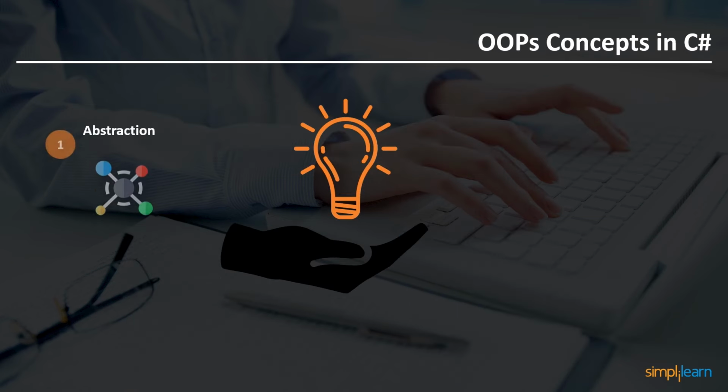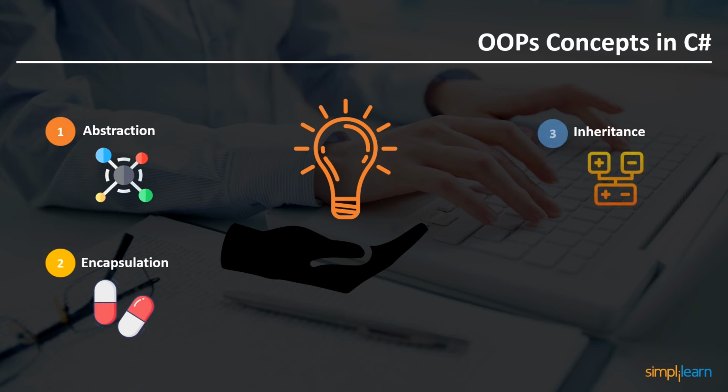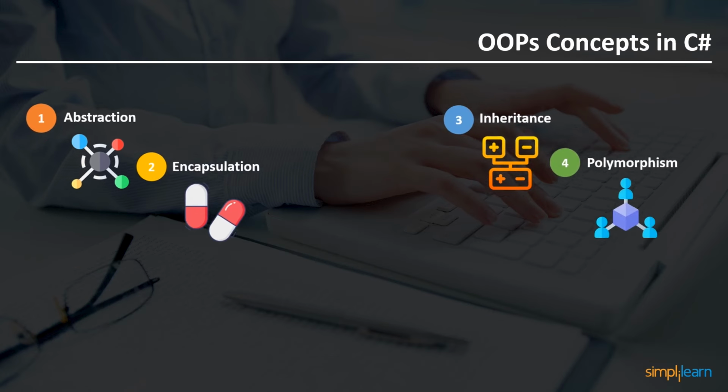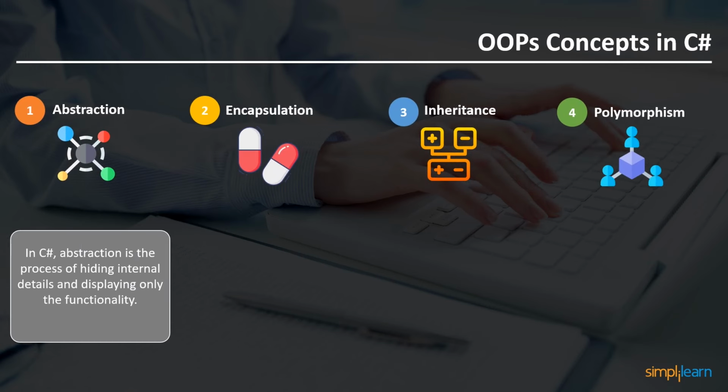Following that, we will go through the 4 fundamental object-oriented programming concepts in OOPs in C#. The first concept of OOPs is abstraction. Followed by that, we have encapsulation, inheritance, and finally, we have polymorphism. We will learn all these 4 concepts in depth. First, C# abstraction.